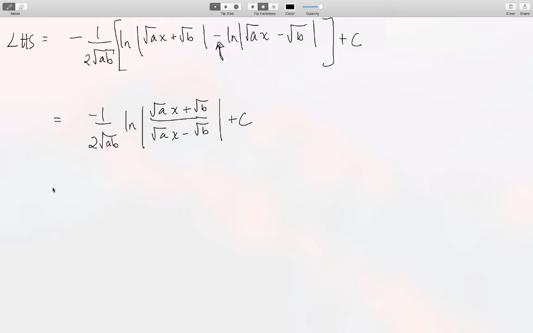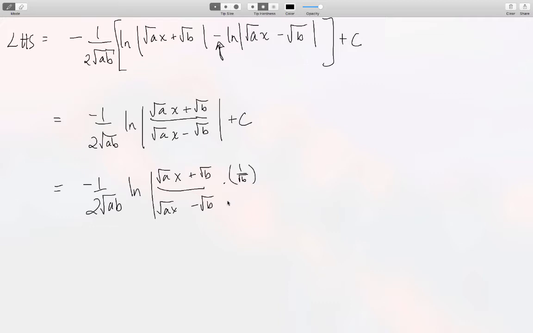One last little thing that I want to do to rewrite this for something I'll connect to later is I'm going to multiply. I have the square root of A x plus square root of B on top, and on the bottom I have square root of A x minus square root B. I'm going to multiply by 1 over square root B, and on the bottom 1 over square root B. So if I multiply in the numerator by 1 over root B and in the denominator 1 over root B, B is not 0 and it's not negative.